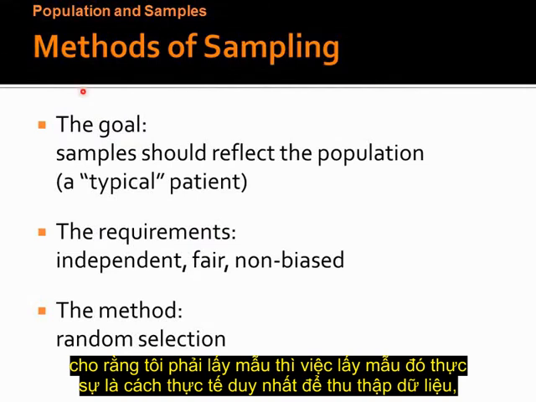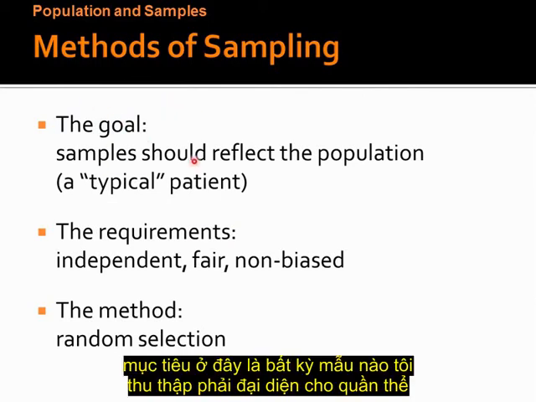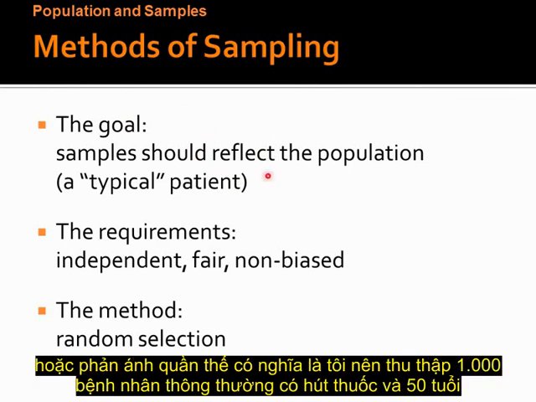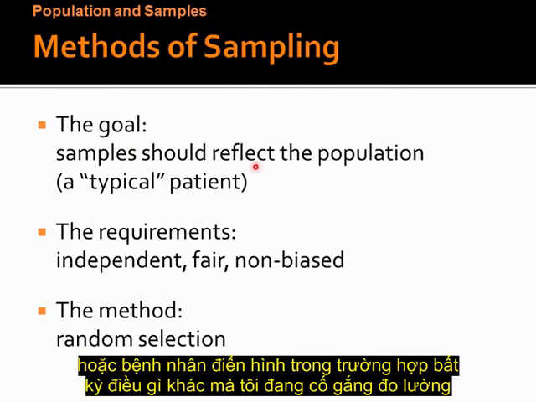Given that sampling is really the only practical way to collect data, the goal here is that whatever samples I collect should be representative of the population, or should reflect the population, meaning that I should be collecting 1,000 typical patients above 50 years old who smoke, or the typical patient in case of whatever else I'm trying to measure.